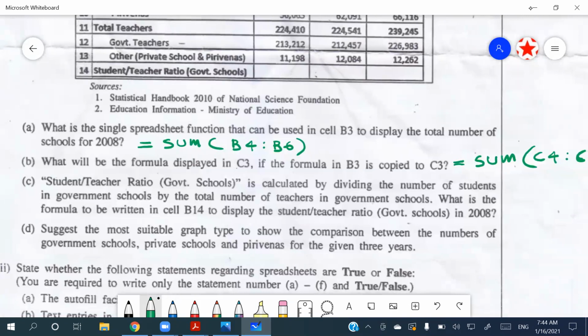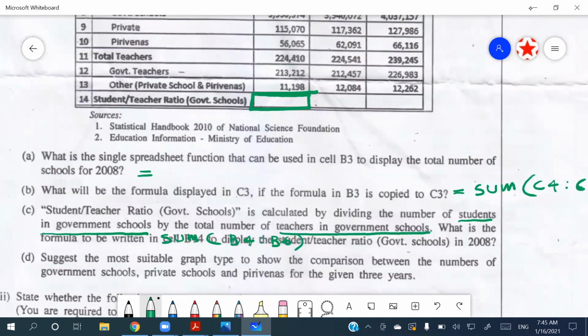And the student-teacher ratio for government school is calculated by dividing the number of students in government school by the total number of teachers in government school. So teachers in government school. What is the formula to be written in cell B14 to display the student-teacher ratio for government school? So cell B14 is this. So for the ratio, first it needs the total number of students in government school.